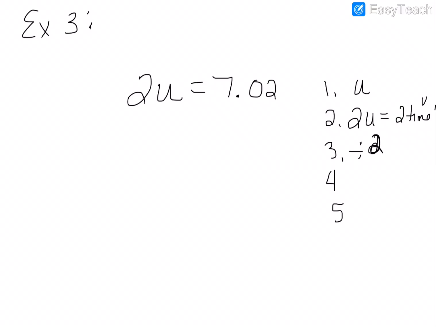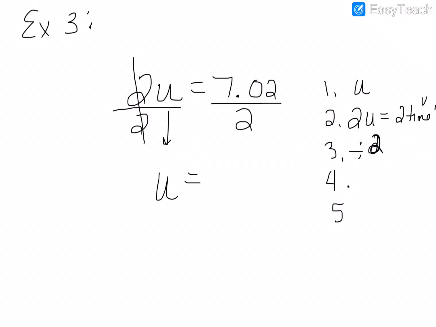So that's what we're going to do to both sides of the equation here. And this is how we show division in solving equations. So we're going to divide both sides by 2. So now we're just going to solve. 2 divided by 2 is 1. So we just have 1 u over here.